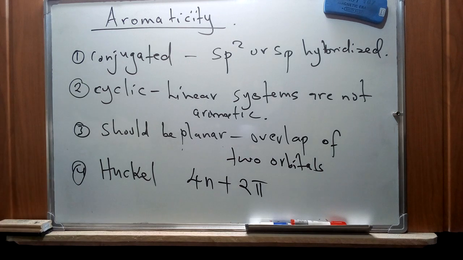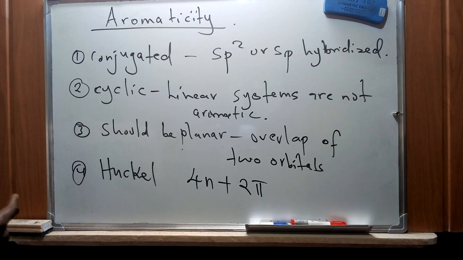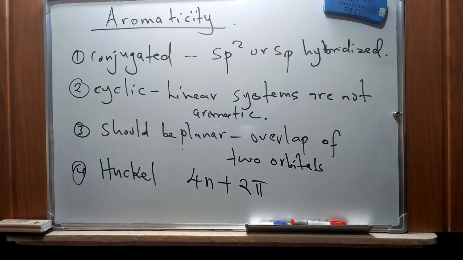So these are the 4 basic rules for a compound or a molecule in order for it to be regarded as aromatic, which have to be met. In summary form, the first one, it has to be conjugated, sp2 or sp hybridized. Number 2 is that it has to be cyclic. That basically means that the linear systems are not aromatic. 3, it should be planar, a good overlap for the interaction between the 2 orbitals, and then it should observe the Hückel rule.